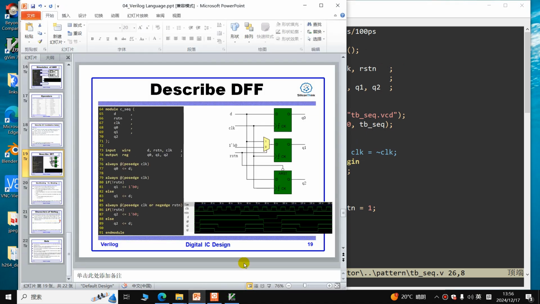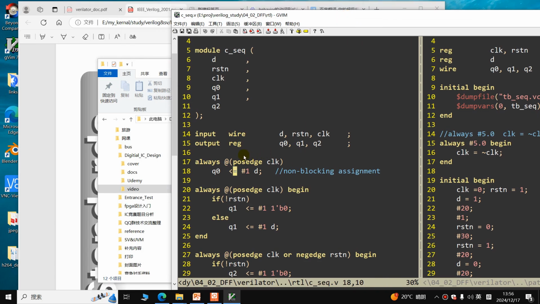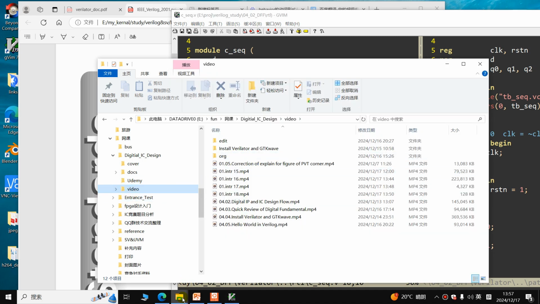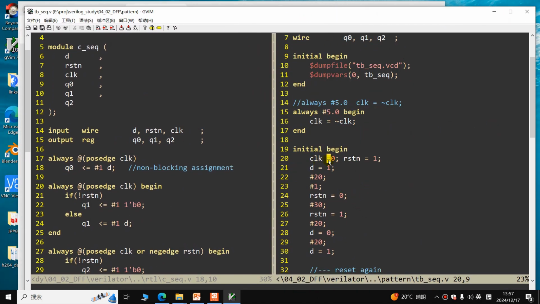Oh, sorry, one more thing. One point here, this assignment. I think you may not have seen this assignment before. This is not a less-than-or-equal operation here. This is non-blocking assignment. In a procedural block, we have two types of assignment: non-blocking assignment and blocking assignment. If you use this symbol in a procedural block, it is called a blocking assignment. If you use this symbol in a procedural block, it's called a non-blocking assignment.